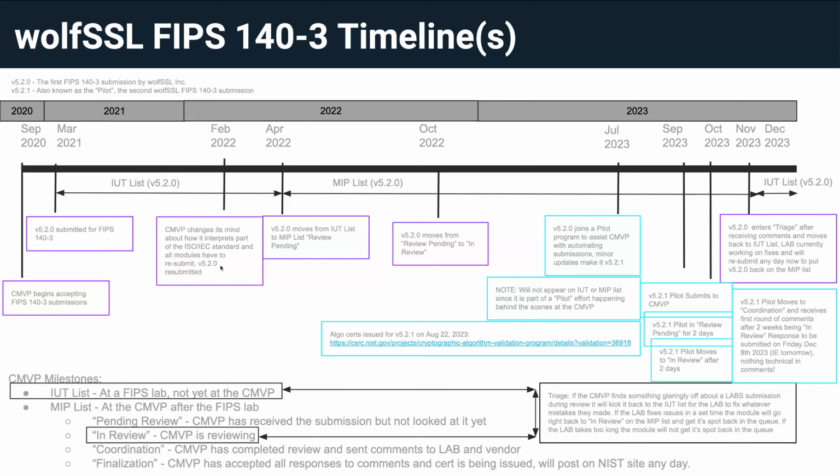Well, the CMVP decided to interpret that language to also apply to the heap and the stack space in a software module. So all the software modules had to go back and redo, add some feature to guard against accidentally moving private key material on the heap and the stack.